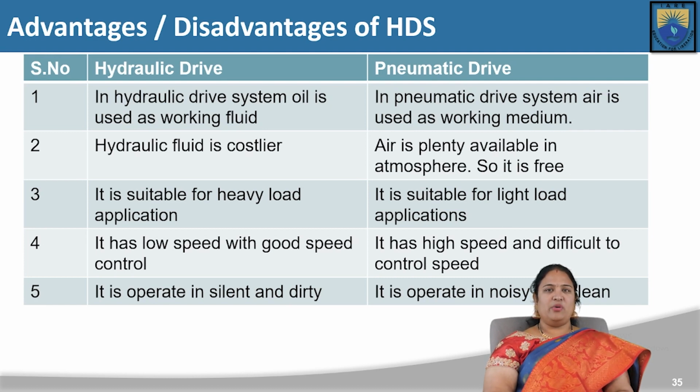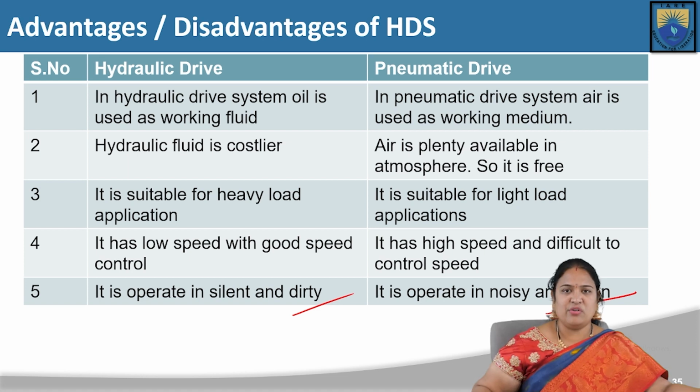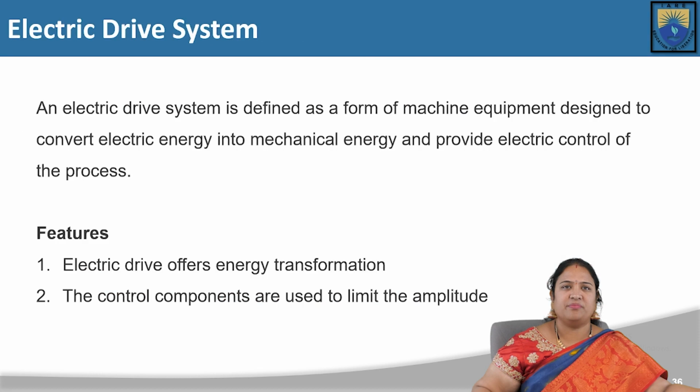The hydraulic drive is suitable for heavy load applications, whereas the pneumatic drive is suitable for lighter load applications. The hydraulic drive acts at a lower speed with good speed control, whereas the pneumatic acts at a higher speed and has difficulty in controlling the speed, right? The hydraulic drive operates silently and in dirty environments, whereas the pneumatic operates only in clean environments and gives a greater amount of noise, which is one of the disadvantages for the pneumatic system.